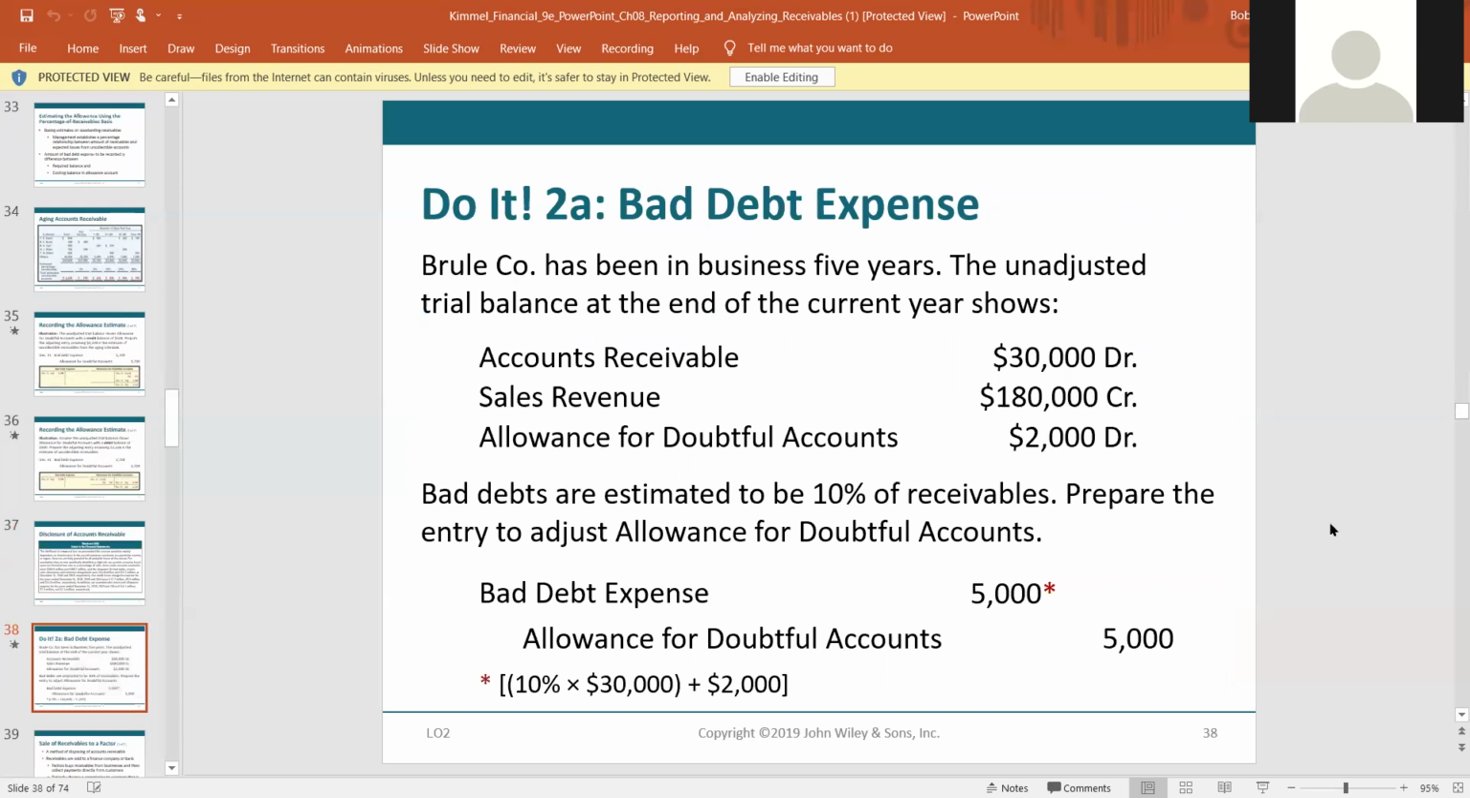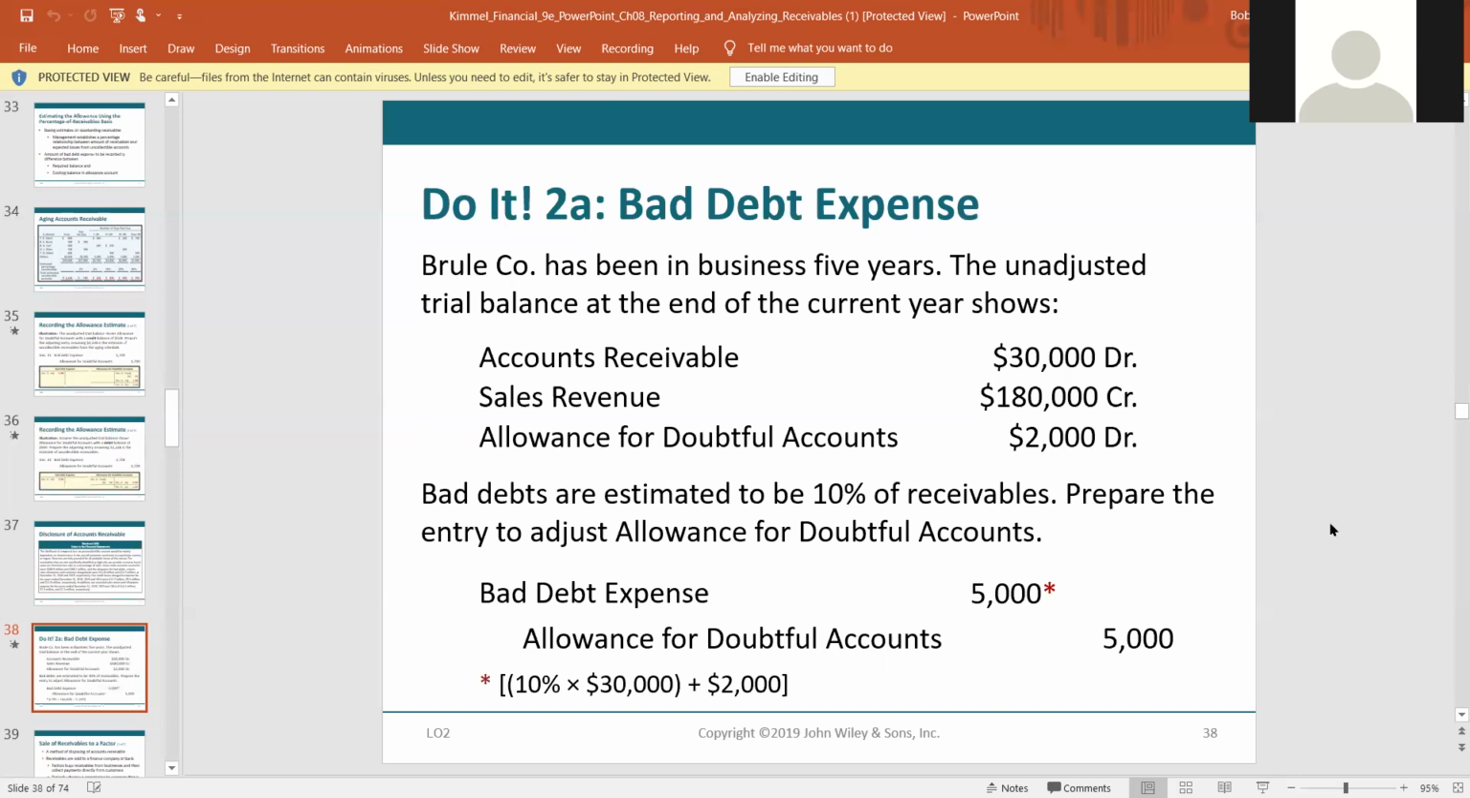Rule, company's been in business 5 years. The unadjusted trial balance at the end of the year shows receivables, revenue, allowance for doubtful accounts. Bad debts are estimated to be 10% of receivables. Prepare the necessary journal entry.